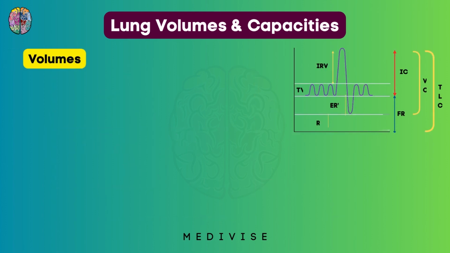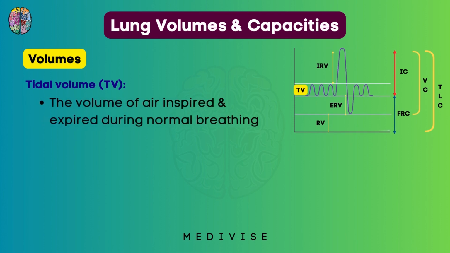Now let's just define these volumes again one by one so that it becomes more clear. So first of all, we have the tidal volume, which is the amount of air inspired and expired during normal quiet breathing. This is approximately 500 milliliters. This is important to remember.